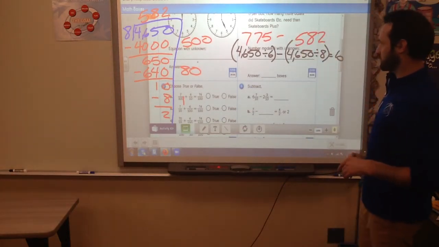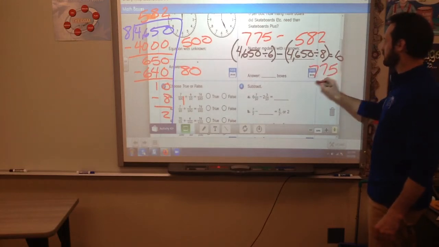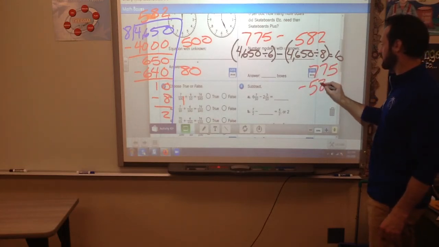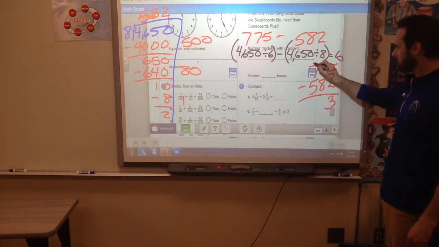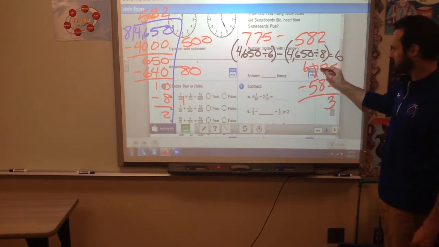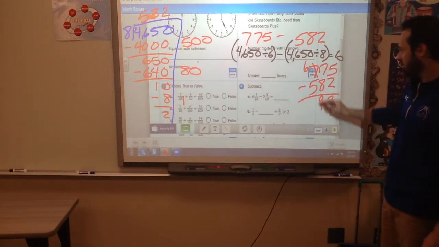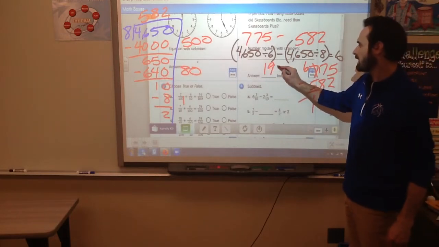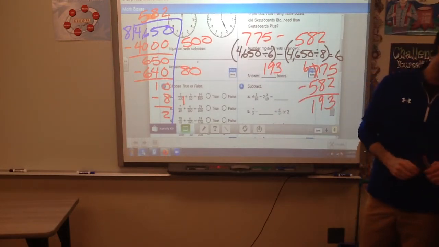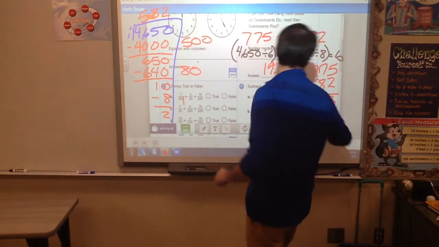And now it becomes a subtraction problem. Excuse me, 775 minus 582. 5 minus 2 is 3. Cross out the 7, make it a 6, make this 17. 17 minus 8 is 9, and 6 minus 5 is 1. So the answer is 193 boxes.